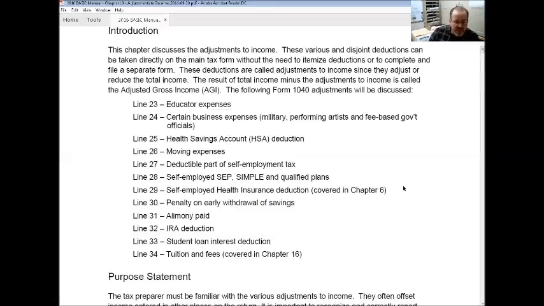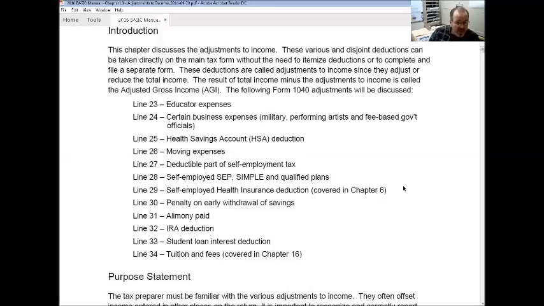Moving expenses, we'll talk about the test to see if you qualify and then what moving expenses you can deduct. We'll talk briefly about the credit for self-employment tax. Self-employment tax is going to come up more when we get into the chapters on business income from the Schedule C, because we will calculate our self-employment tax based on our net profit, okay?